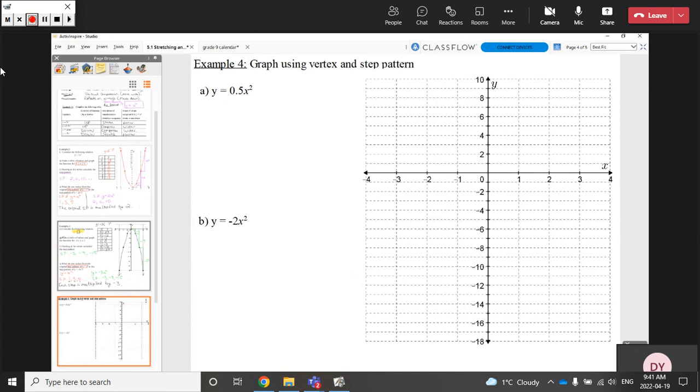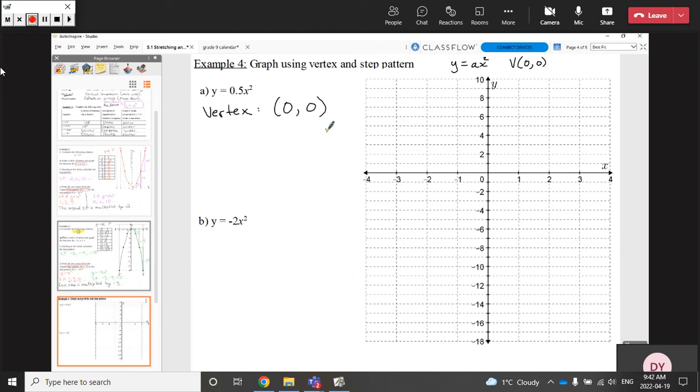So it says here in example 4, graph using the vertex and the step pattern. Because these two quadratics are written in the form y equals ax squared, the vertex is always 0, 0, because there is no vertical shift or vertical movement, and there's no horizontal shift or any horizontal movement. So the first thing we're going to do here is state the vertex. Our vertex is 0, 0.